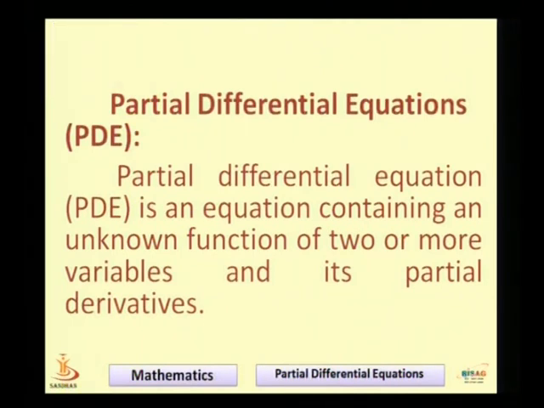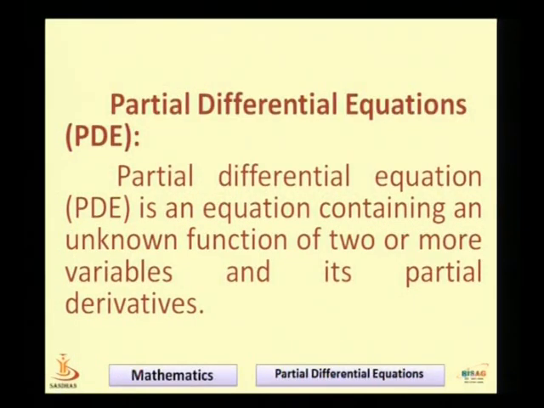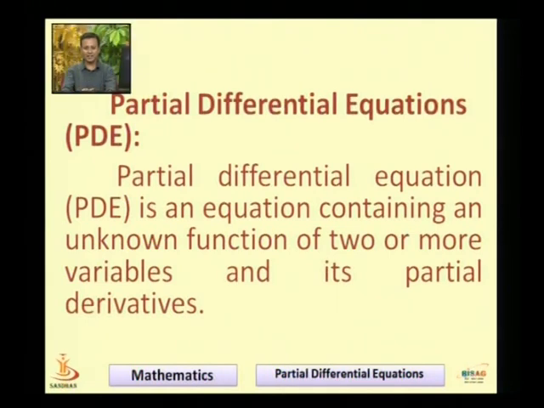What was there? An ordinary differential equation means an equation that contains the dependent variable, only a single independent variable, and the derivatives of the dependent variable with respect to the independent variable. Here, in case of partial differential equations, we have a function of more than one variable, and therefore partial derivatives of the dependent variable with respect to the independent variables. An equation involving all these is called a partial differential equation.